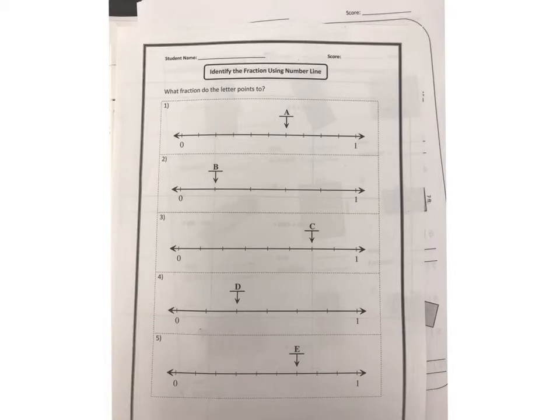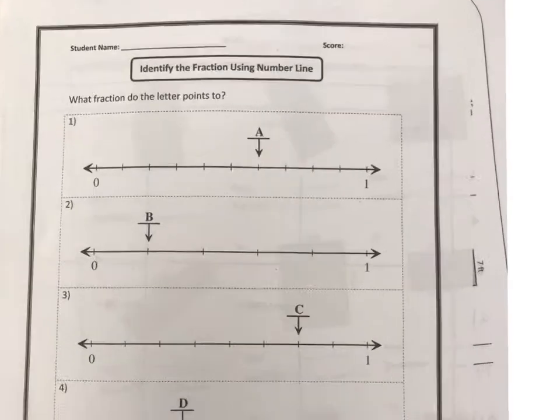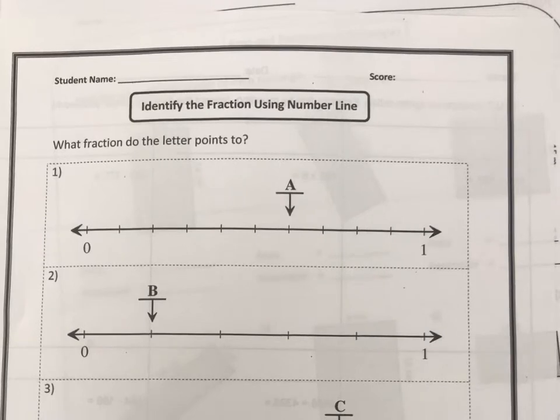All right, we're going to very quickly look at this number line fractions thing, and we're looking at what point do these letters point to on the number line. So basically, we have 0 and 1 at the beginning and end of each of these. So the question is just how many pieces is each line cut into. So this is cut into 1, 2, 3, 4, 5, 6, 7, 8, 9, 10 pieces.